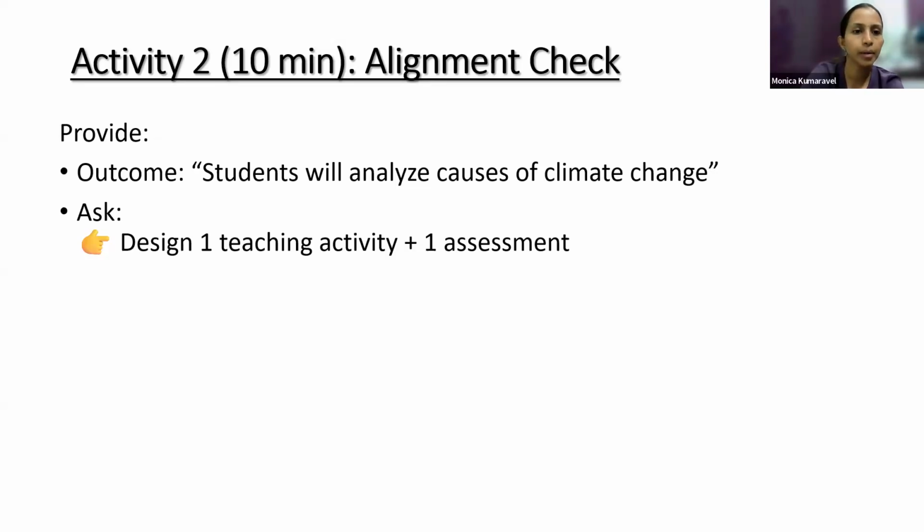Okay, so can anyone explain what teaching activity and assessment you will give for this particular outcome? Ma'am, shall I share the learning outcome? Yes, please. The students will be able to identify and explain at least three causes of climate change, for example pollution, deforestation, greenhouse gases. And for accuracy, we can just have at least 80% in a class.